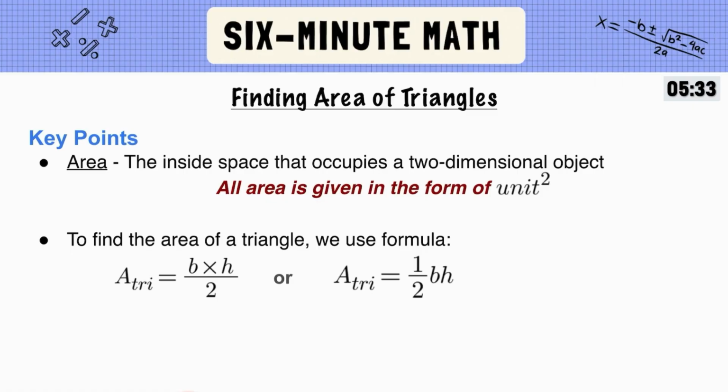To find the area of a triangle, we can use two formulas that look a little different but are essentially the same. Our first one is base times height divided by 2. And our second one is 1/2 base times height.